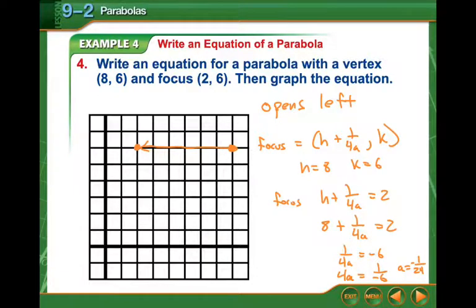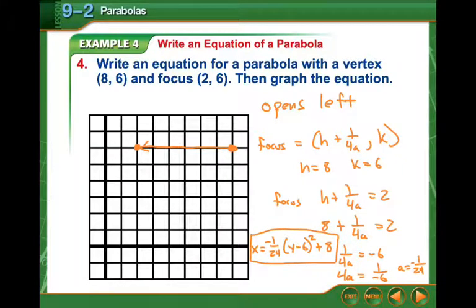We also know our vertex already. So that means we have the equation. I'm going to write it pretty small here, but it's going to be x equal to a negative 1 over 24 times y minus 6 squared plus 8. So there's our equation.